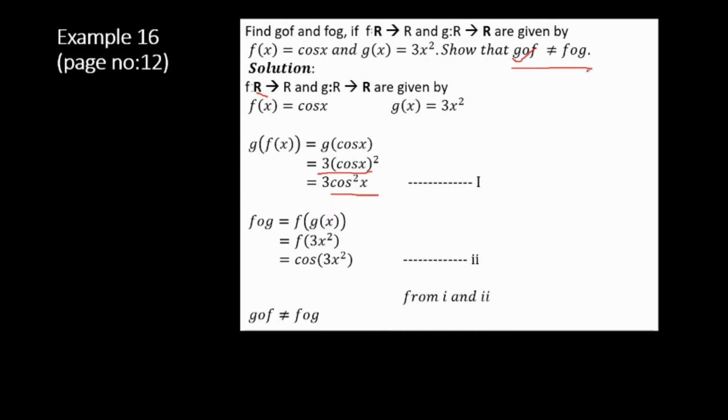So next we have to go for f o g, that is f of g of x. So f o g is equal to f of g of x equal to, what is g of x? 3x square. So f of 3x square. Instead of x we will have here 3x square. So this x will become 3x square. So what you have written is cos 3x square. So are g o f and f o g equal? No, from 1 and 2 we know that g o f is not equal to f o g. So we are done with example 16.